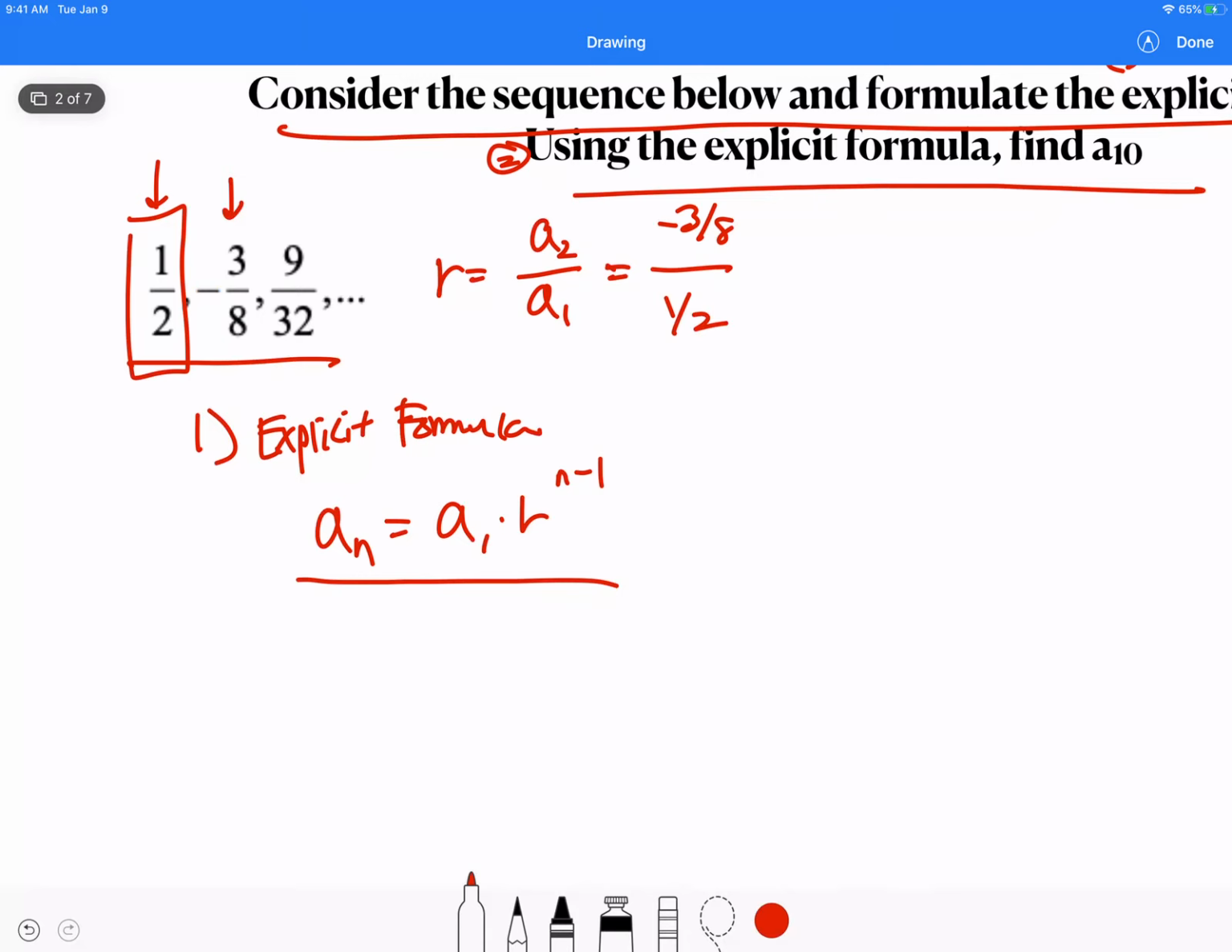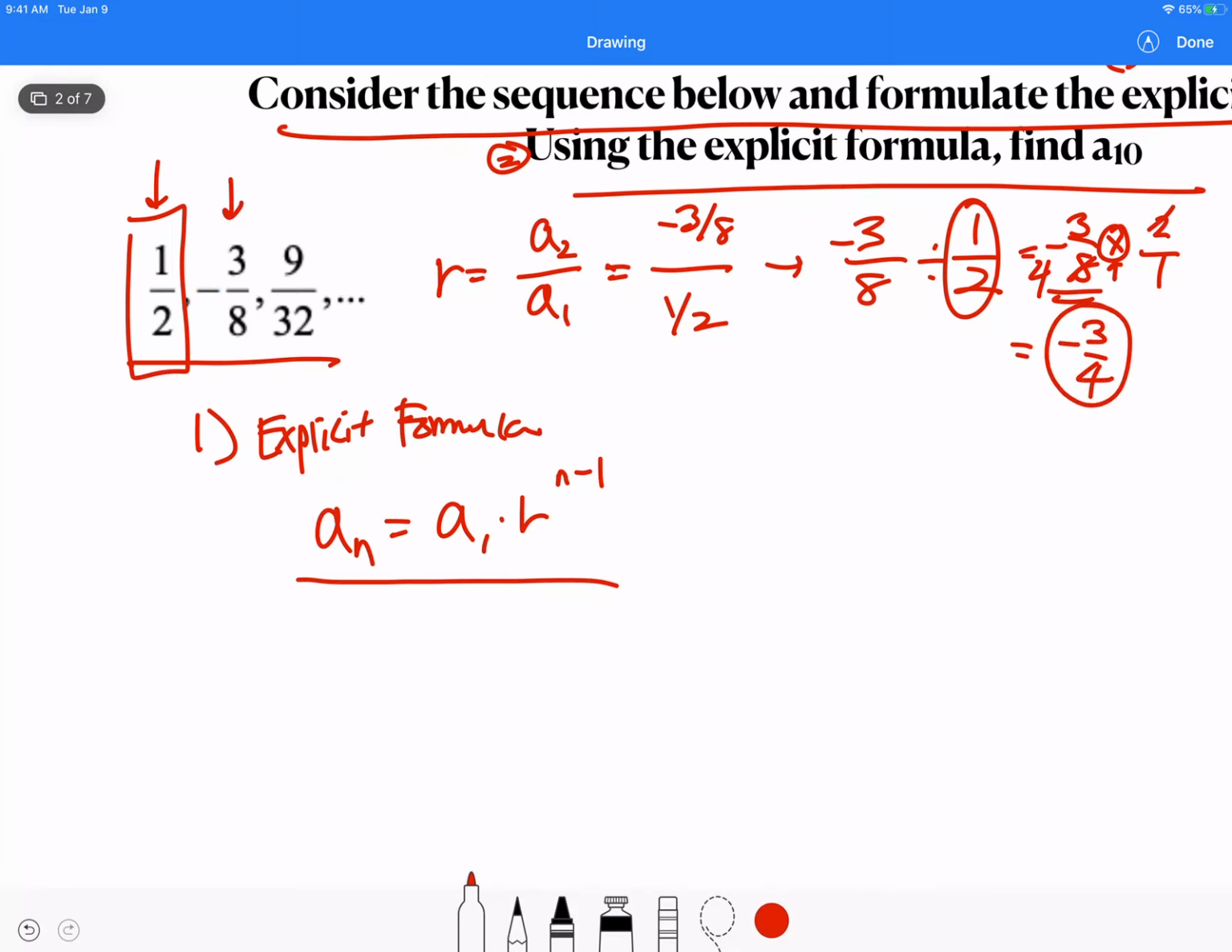Well, how do I divide a fraction? Keep, change, flip, right? Go back to your 5th, 6th grade when we were dividing fractions. It's negative 3 over 8 times, keep, change the division into a multiplication symbol, and you'll flip this into 2 over 1. And once that's done, you will get negative 3 over 4 because these will get reduced to 4. So my common ratio is negative 3 over 4.